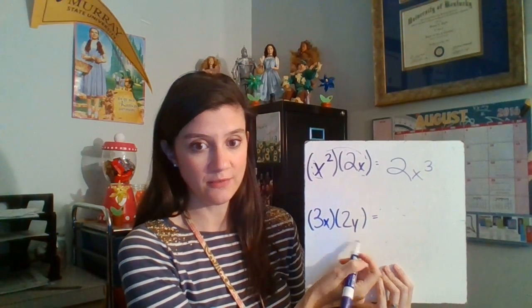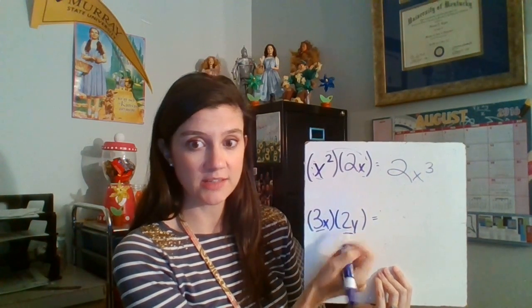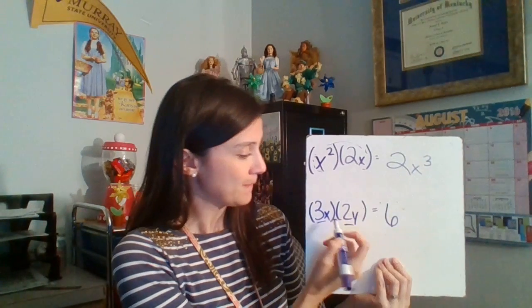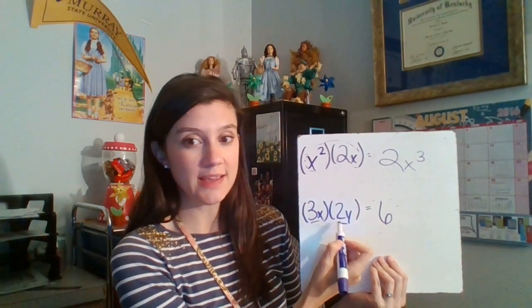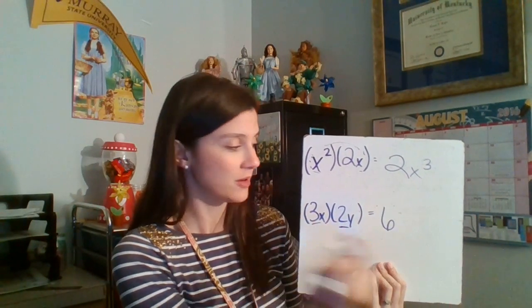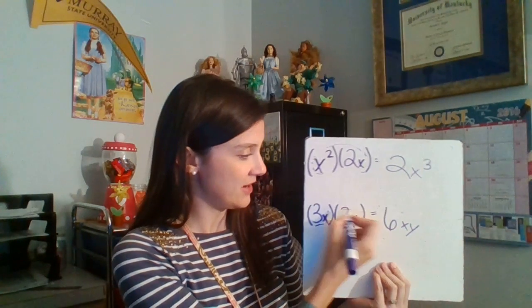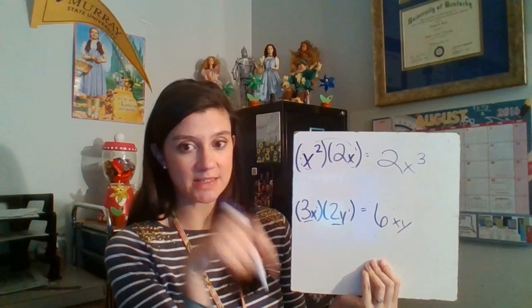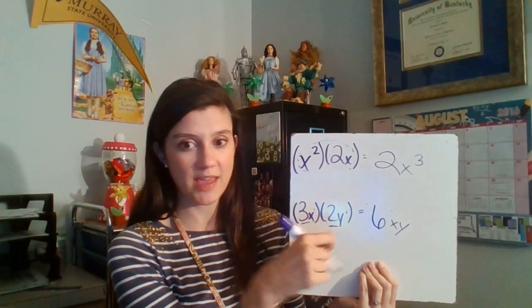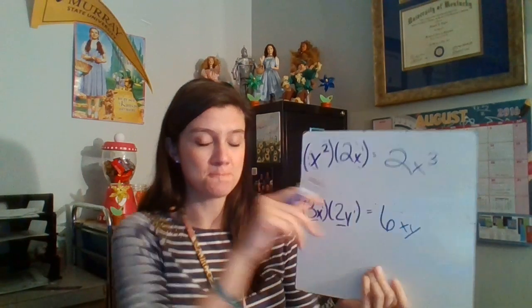Here we've got two different variables, but still we can multiply the coefficients. 3 times 2 is 6. We can't really combine those, so we just leave them as they are in alphabetical order. So 6xy. Alright? They each have an exponent of 1, but since they're different letters, we can't combine those exponents at all. So we've got 6xy. Okay? A little tricky, a little different, but not too bad.